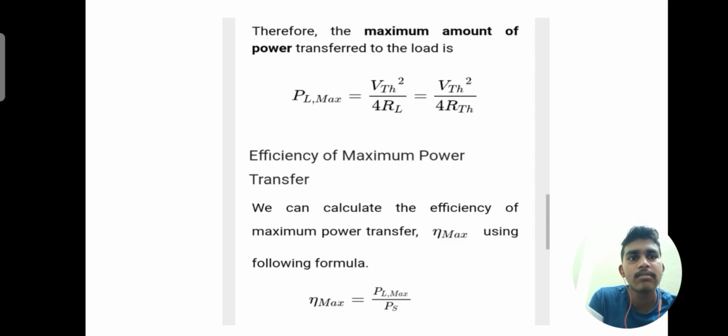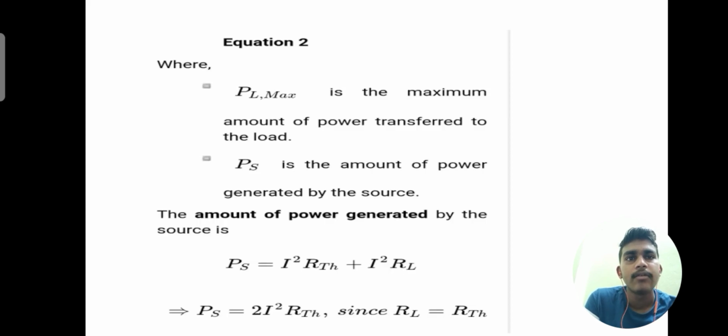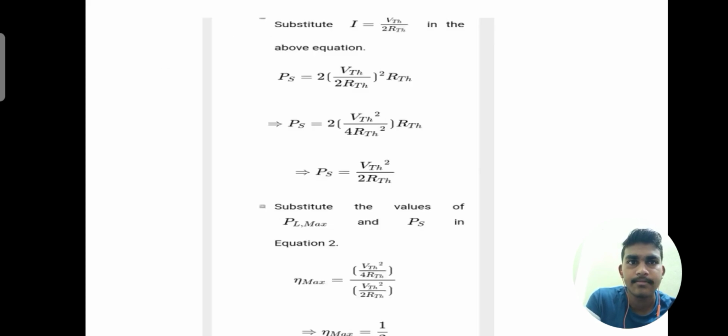Efficiency of maximum power transfer. We can calculate the efficiency of maximum power transfer, eta maximum, using the following formula. Eta maximum equal to PL maximum by PS, where PL maximum is the maximum amount of power transferred to the load, PS is the amount of power generated by the source. The amount of power generated by the source is PS equal to I square Rth plus I square RL. PS equal to 2 I square RL, or 2 I square Rth, since RL equal to Rth.